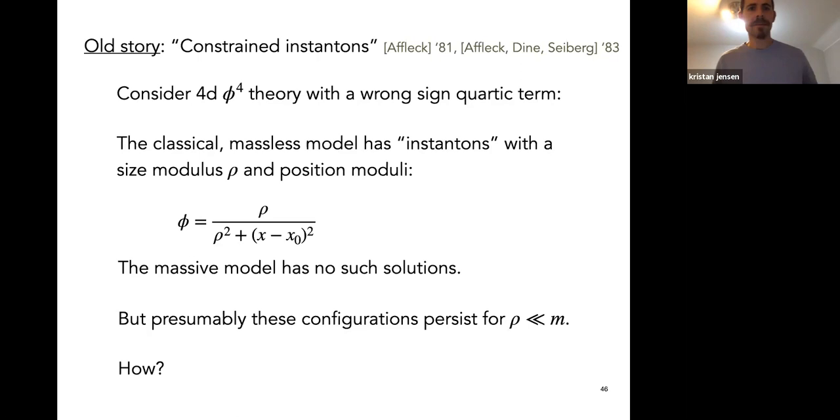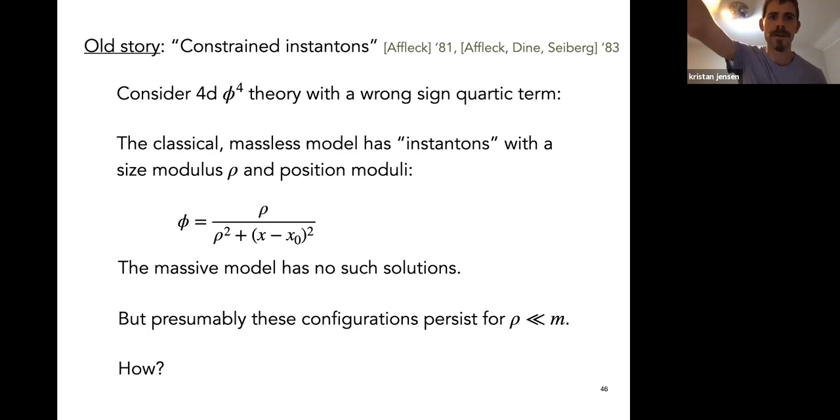And the classical massless model has instantons, non-trivial configurations of the phi. And those instantons are characterized by a size modulus, rho, because the classical theory has a scale symmetry, as well as position moduli. And these instantons look like this. The classical massive model, you can prove, has no such solutions. However, physically, you would expect that there are contributions from configurations like this, instantons like this, as long as the size of the instanton is much, much smaller than the mass scale.